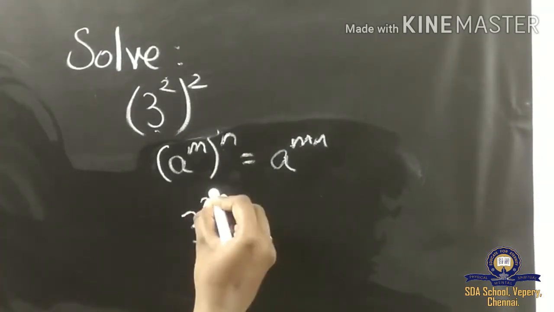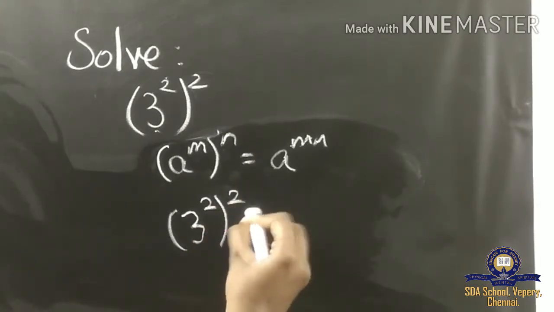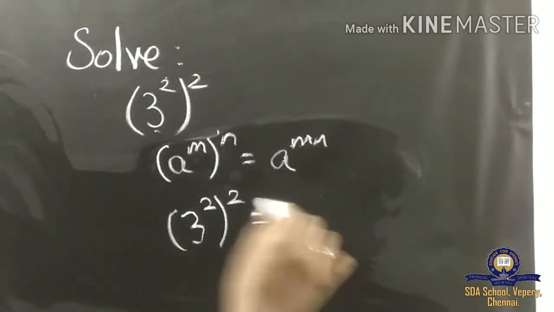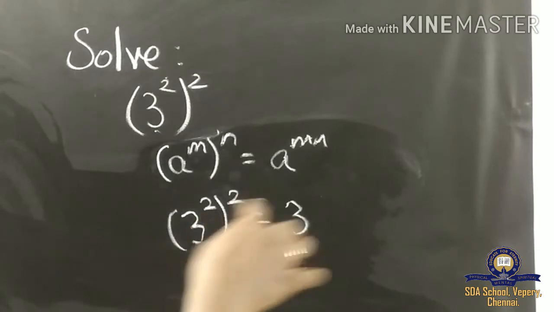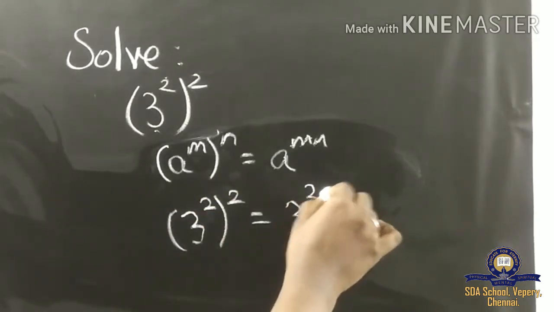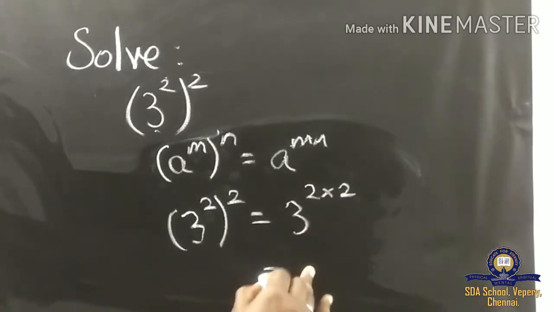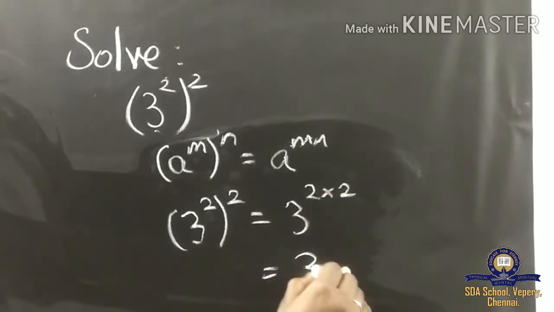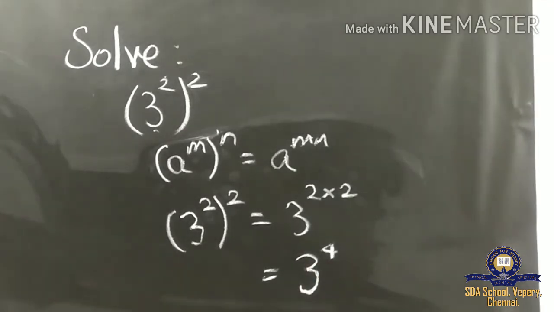(3^2)^2 is equal to, the base a value is 3, right? m value is 2 and n value is 2. So 2 into 2, so the value is 3 power, 2 twos are 4. 3 power 4.